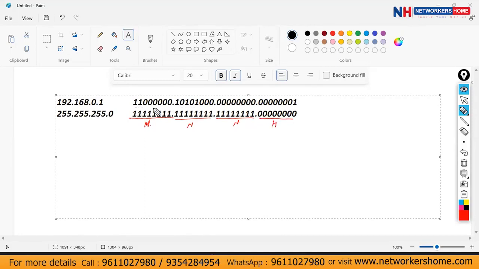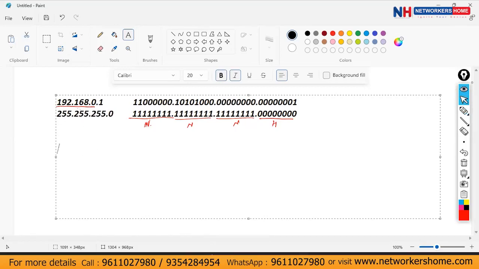Compare the subnet mask with the IP address. So we'll come to know that these 3 octets completely belong to the network. Means these 3 octets are going to remain the same throughout the network. Okay. So if I have to write the first address of this network, how am I going to write it?